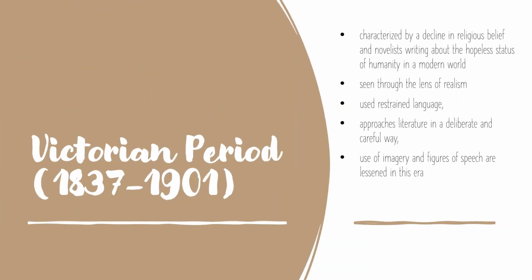Next period would be the Victorian, started in the reign of Queen Victoria, which lasted from 1837 to 1901. This period was characterized by a decline in religious belief and novelists writing about the hopeless status of humanity in a modern world. This is seen through the lenses of realism. It used restrained language, unlike the carefree and emotional romantic period.